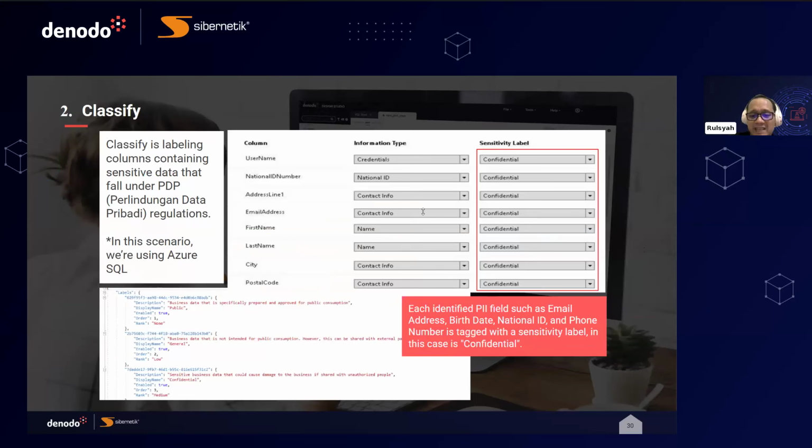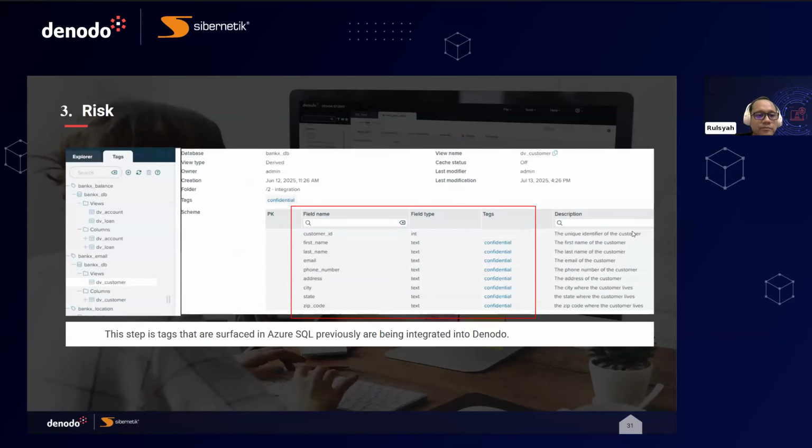And then for classify, we identify which columns contain sensitive or personal information that must comply with Indonesia's PDP law. As you can see on the screen, we have already detected email address, national ID, birth date, and phone number. They are all recognized as PII data. So we assign a sensitivity label in this case, and we mark them confidential. This classification is crucial because it tells the downstream system, again Denodo, how to handle and protect this data.